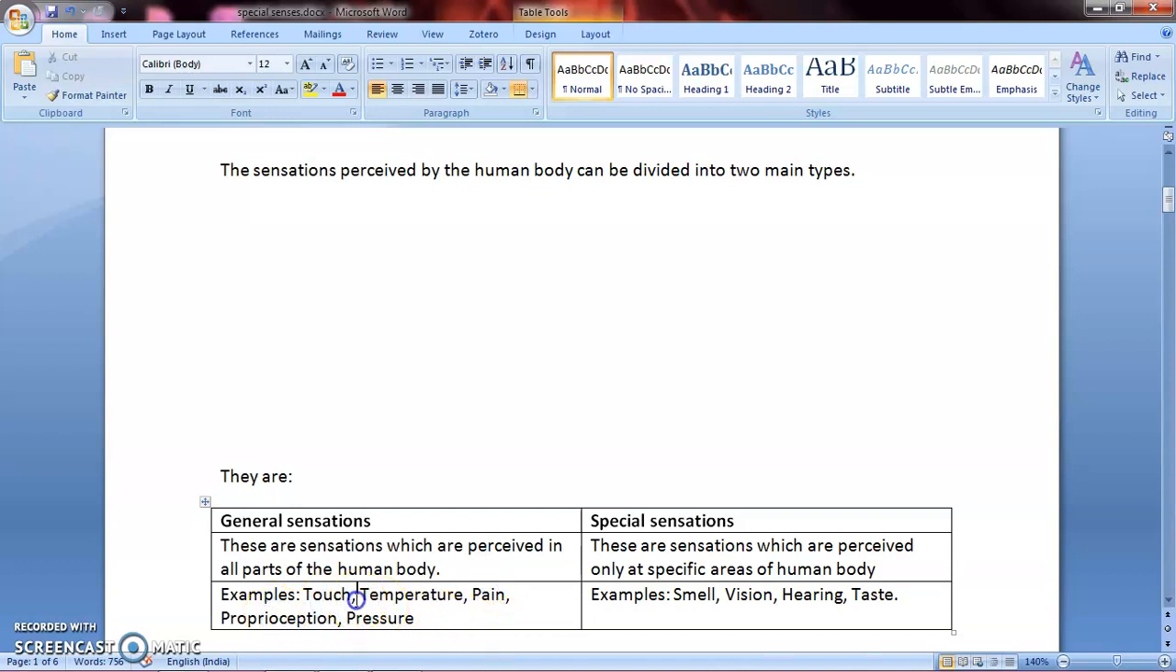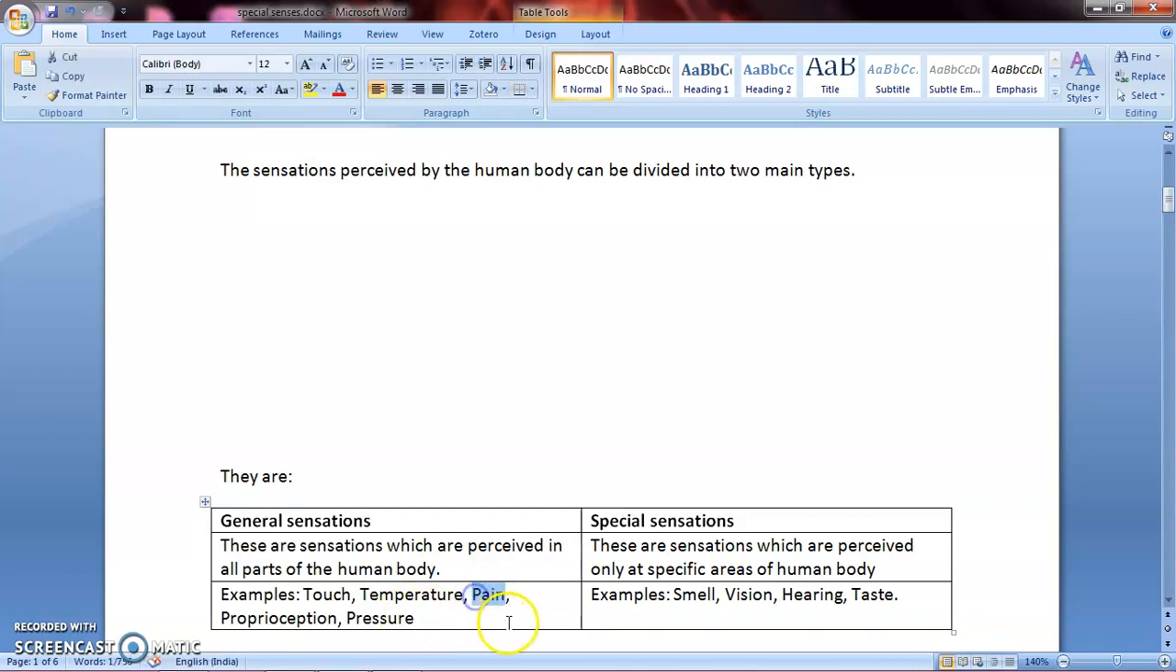Touch can be of two types. A fine touch, with the help of cotton or a feather, is called fine touch. Crude touch is just a touch with a much firmer object. Temperature has two types, cold and warmth or hot. We have a specialized receptor for cold, that is Krause's bulb. For warmth or hot, Ruffini's bulb. Fine touch is by the Merkel cell present in the epidermis of the skin, and crude touch is by the Meissner's corpuscle present in the dermis of the skin.